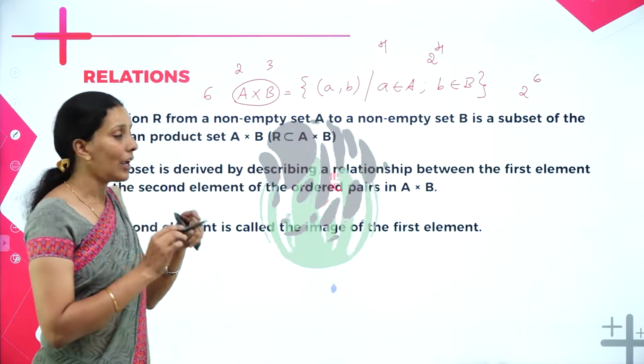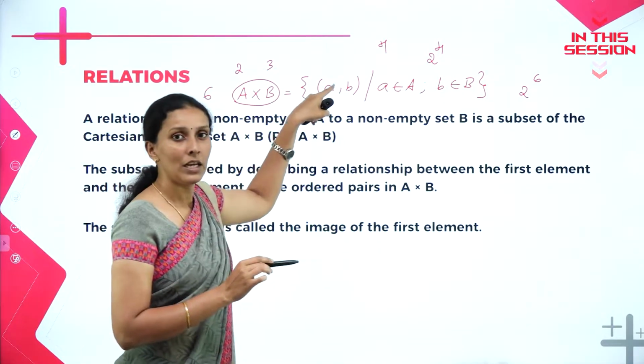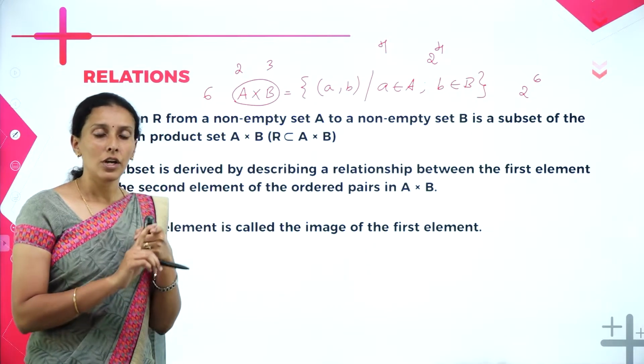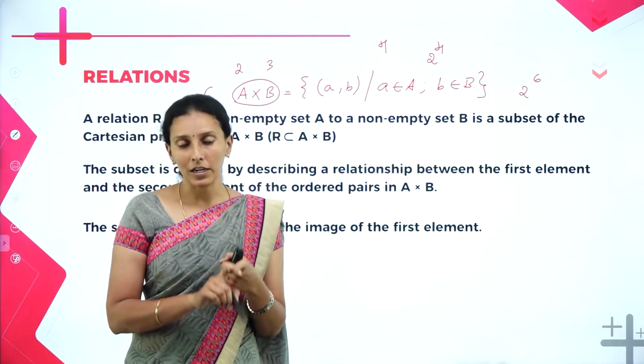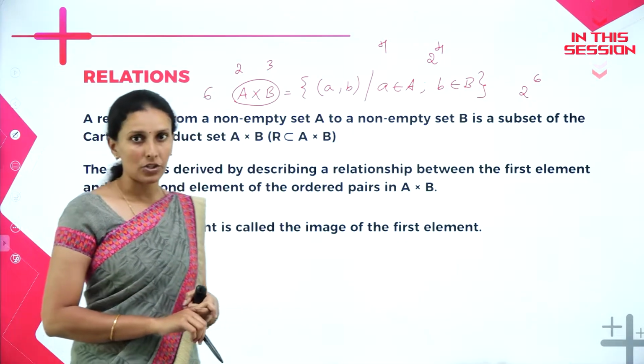Whenever there is a relation between the element between A and B, such types of subsets of Cartesian products are called relations.